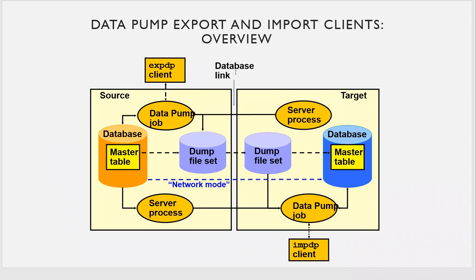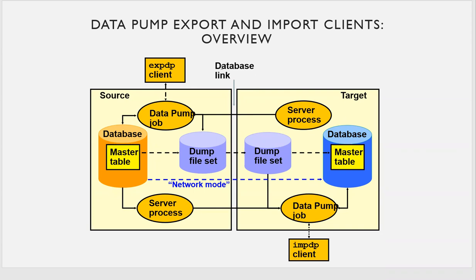So again, as I said, via DB link, you export from the client's source database master table using a Data Pump job and Data Pump file set, and the server process. Via the DB link it will do the export and then sit on your target database as a data file set. Again, a server process starts there, and you use the same Import Data Pump job to import into your target database.